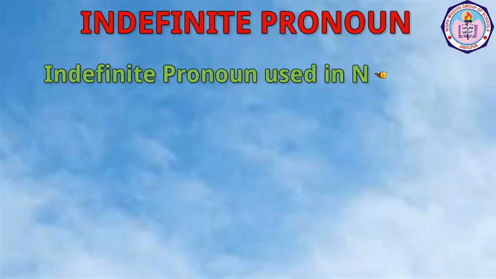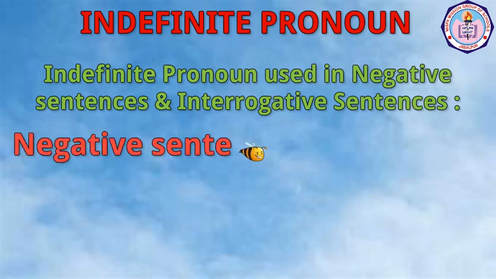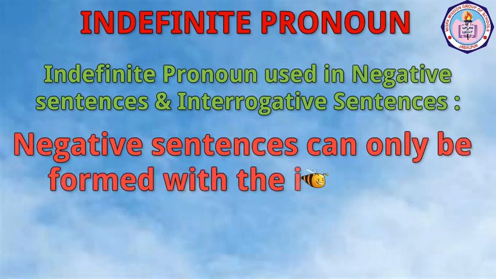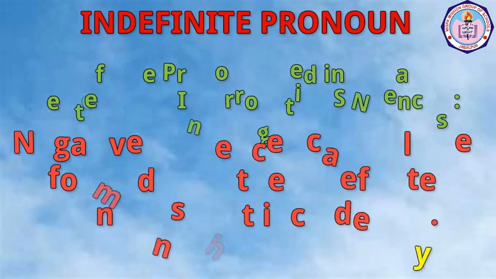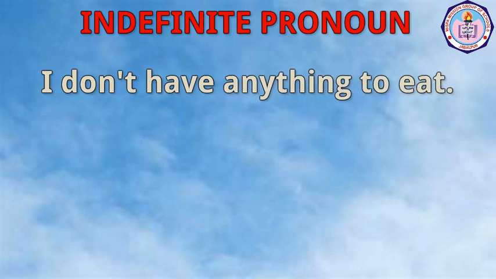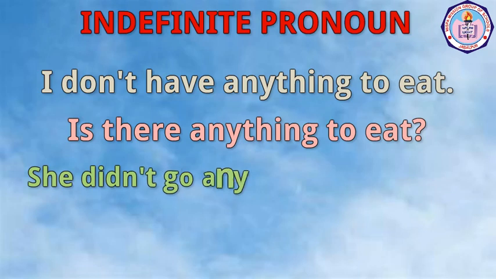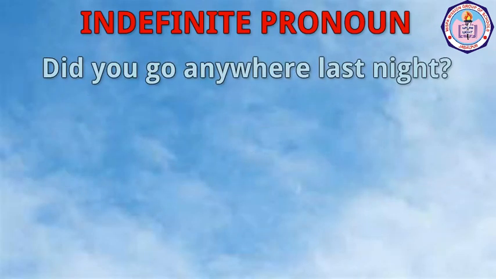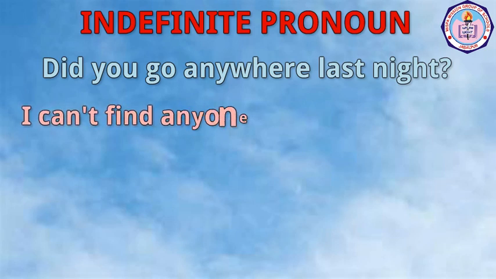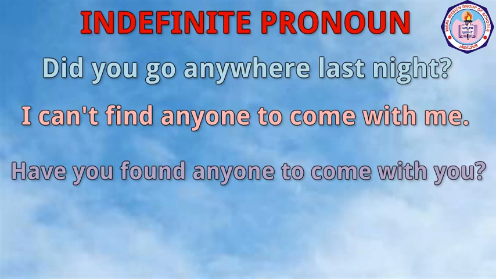Indefinite pronoun used in negative sentences and interrogative sentences. Negative sentences can only be formed with the indefinite pronouns that include any. Let us see some examples. I don't have anything to eat. Is there anything to eat? She did not go anywhere last week. Did you go anywhere last night? I can't find anyone to come with me. Have you found anyone to come with you?